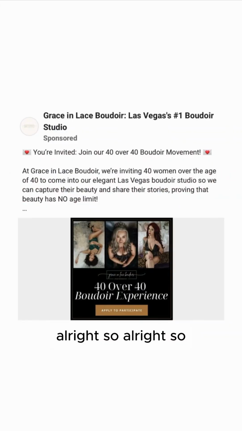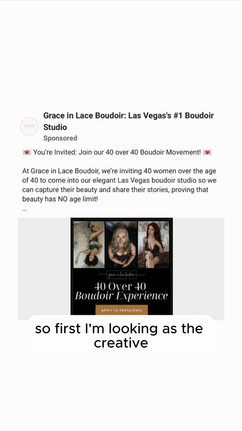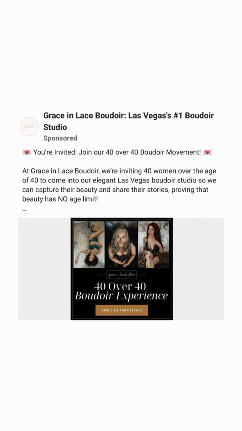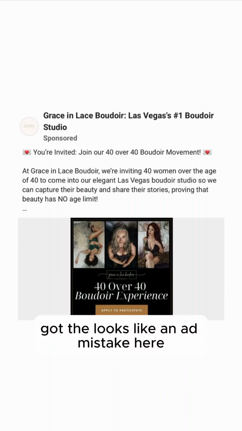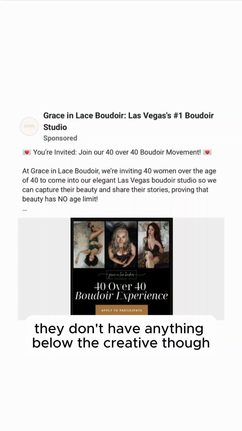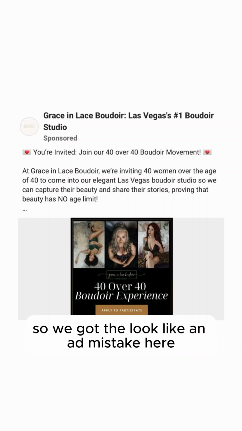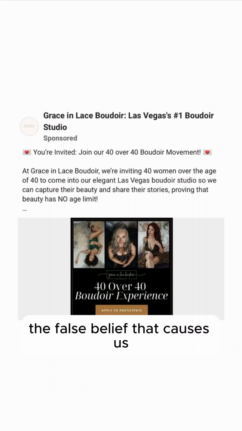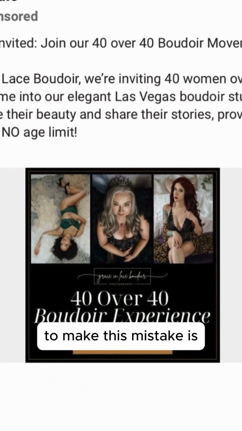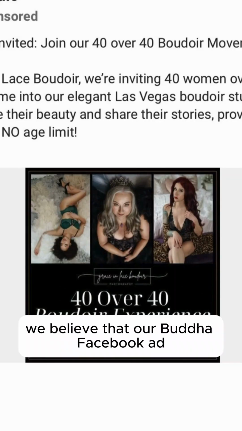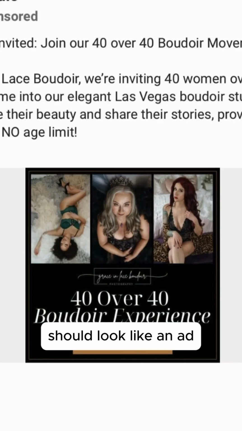All right, so looking at this one. The first thing I'm looking at is the creative. So we've got the looks-like-an-ad mistake here. They don't have anything below the creativeness, so that's good. The false belief that causes us to make this mistake is we believe that our Boudoir Facebook ad should look like an ad.